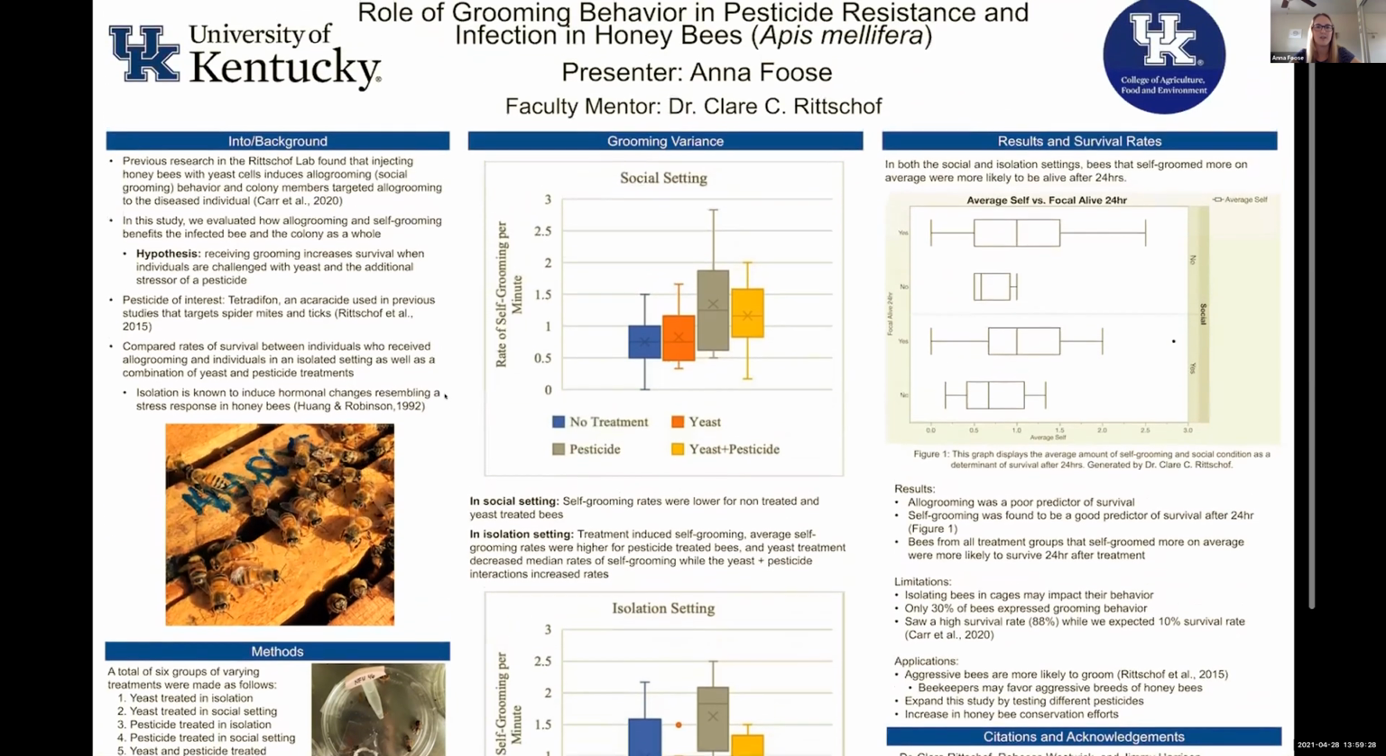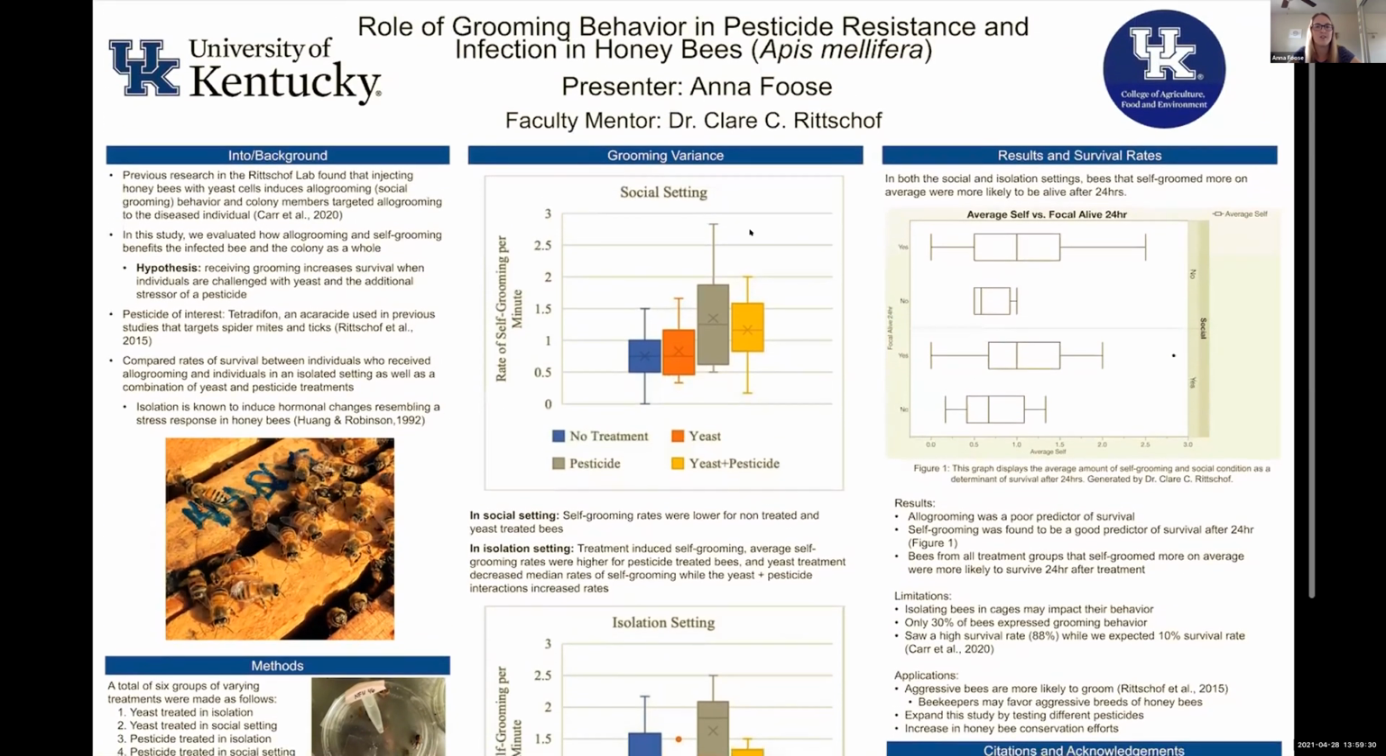So we had some interesting results. Here in this first graph, we have the social setting and how many times the bee self-groomed on average per minute. We can see here in gray and in yellow, these are the pesticide and yeast and pesticide treated bees. Both of these groups had higher rates of grooming than the bees that received no treatment at all, and the bees that were treated with a yeast.